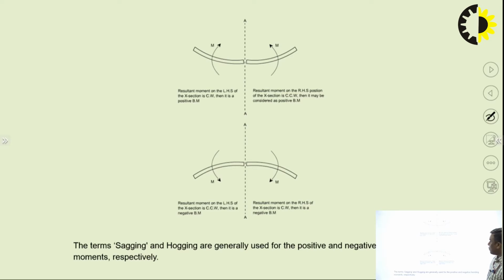The direction, positive and negative sign, is also conveyed. This is positive: on the left side clockwise, on the right side anti-clockwise. This is treated as negative: on the left side anti-clockwise, on the right side of the section plane clockwise. And technically it is known as sagging and hogging. So this is the sagging and hogging.